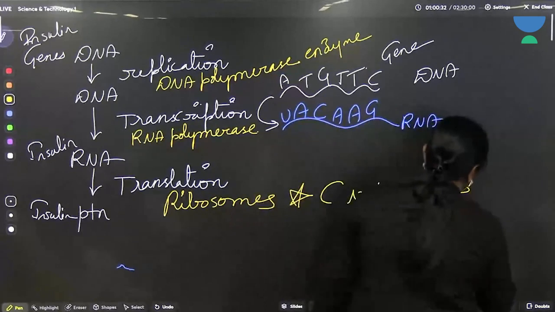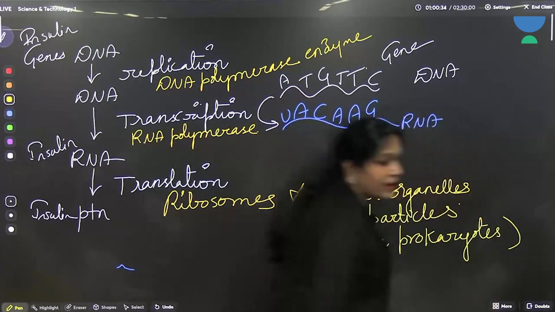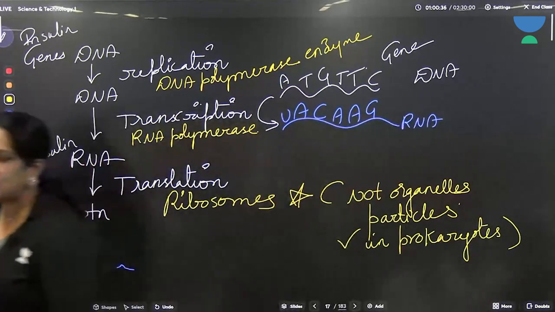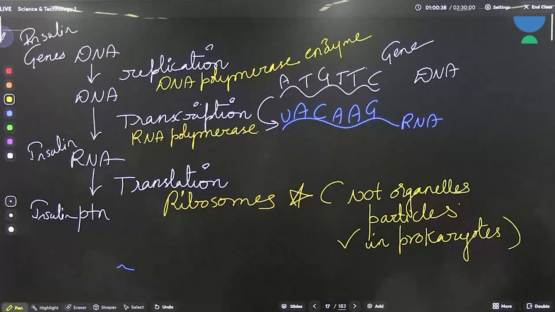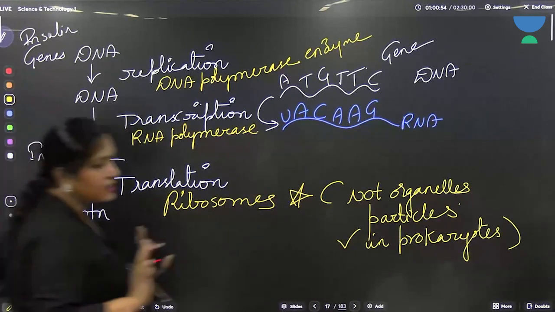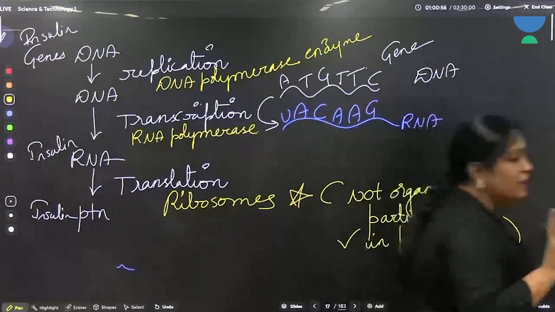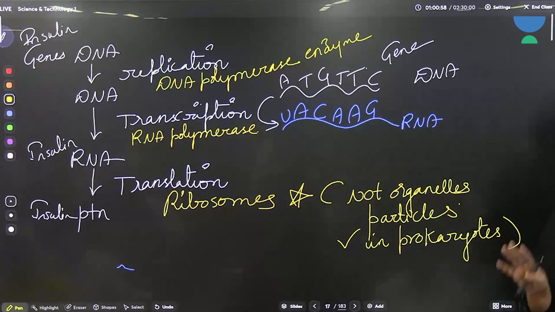Is it clear? Because if it is an organelle, it should not be in the prokaryotic cell, because we don't have organelles in the prokaryotic cell, but we have ribosomes in the prokaryotic cell. How is that possible? Because ribosomes are not organelles. What do I mean by that? They are not enclosed by membrane. They are categorized as particles. Ribosomes are in both prokaryotic and eukaryotic cells.